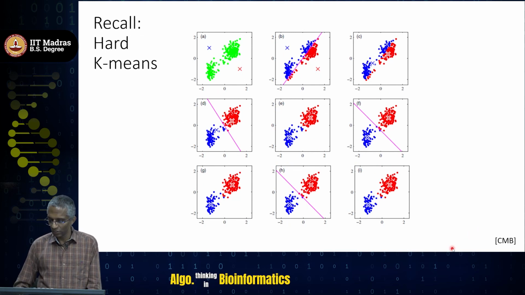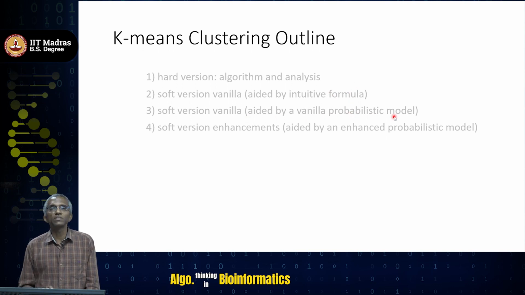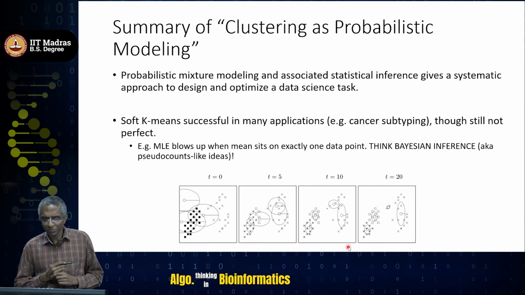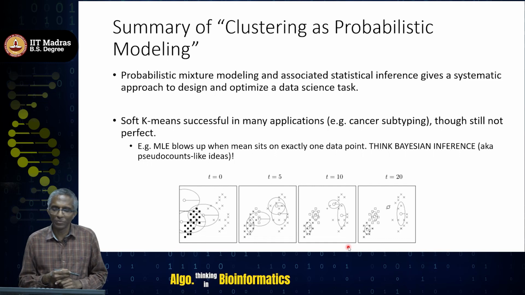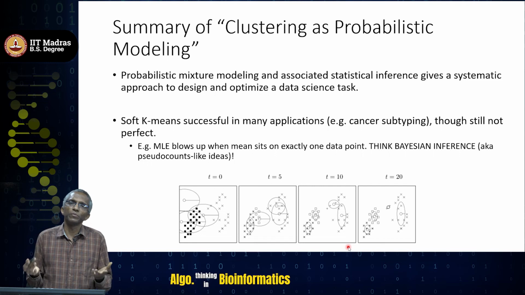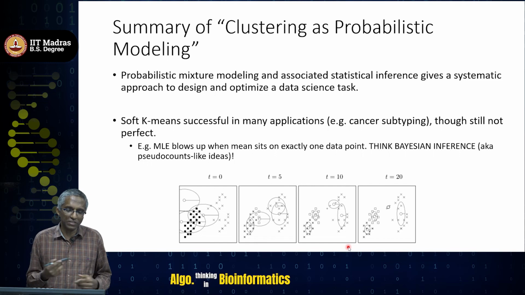So that comes one full circle, and we have seen all of these variants, starting from the hard version to the soft version aided by intuitive formula, to a soft version aided by a connection to a probabilistic model, and then finally how we can use that connection to a probabilistic model to design new variants of the k-means algorithm. So probabilistic mixture modeling and the associated statistical inference give a very systematic approach to design and optimize this data science task. It is useful to understand the probabilistic underpinnings of a particular data science task such as clustering, and that can help us design new variants.